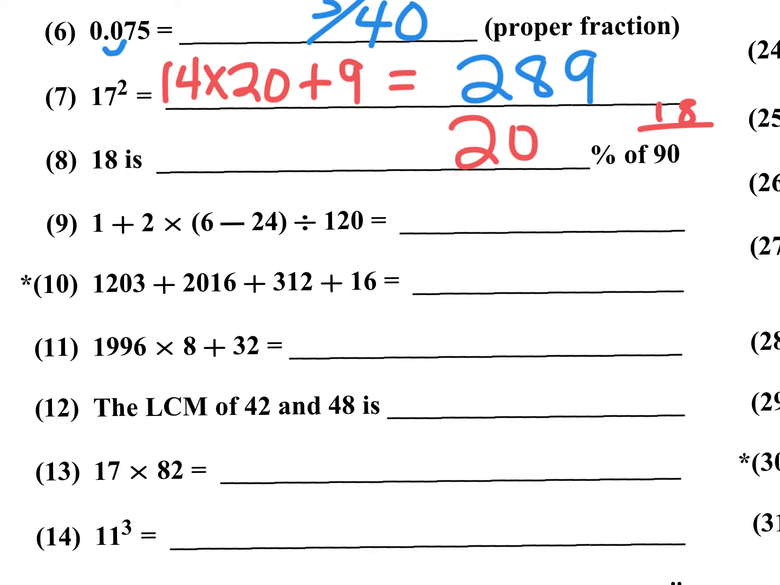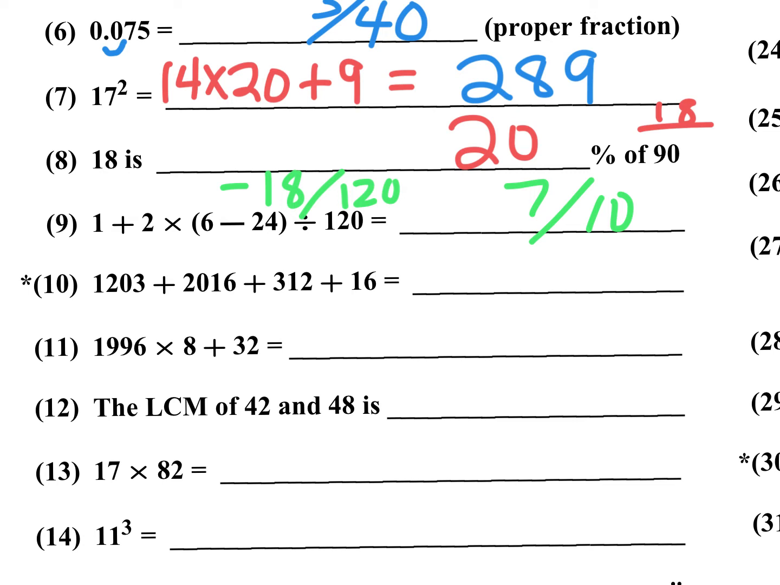So I'm going to work with the parentheses first. 6 minus 24 is a negative 18, and I have negative 18 over 120. And I have to multiply that times 2. If I multiply by 2, that's 18 over 60. Reduced by 6, that'd be 3/10. So I have a negative 3/10. 1 minus 3/10 is 7/10. So for number 9, you have to use the order of operations. You could write 7/10 or 0.7. Either one would be correct.